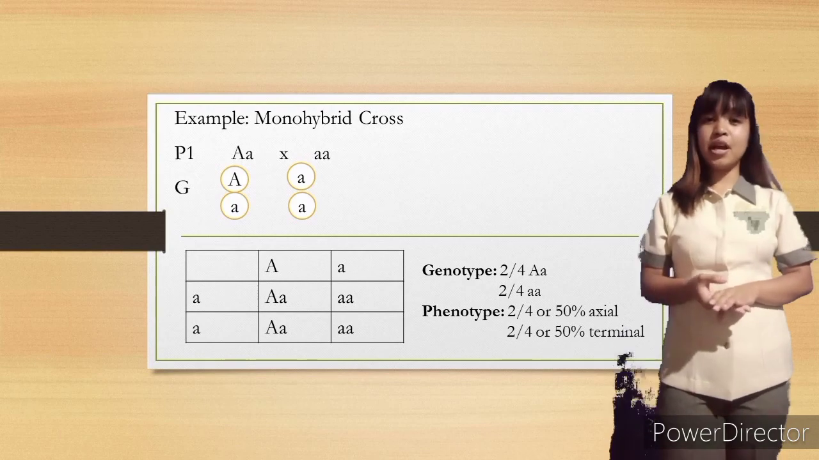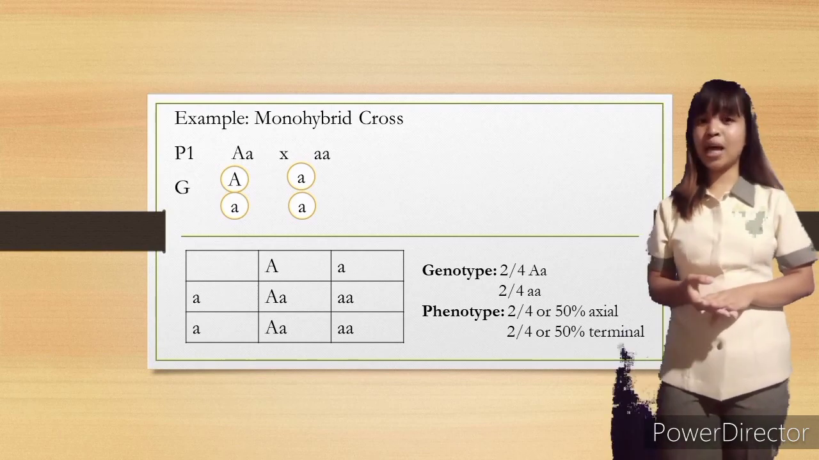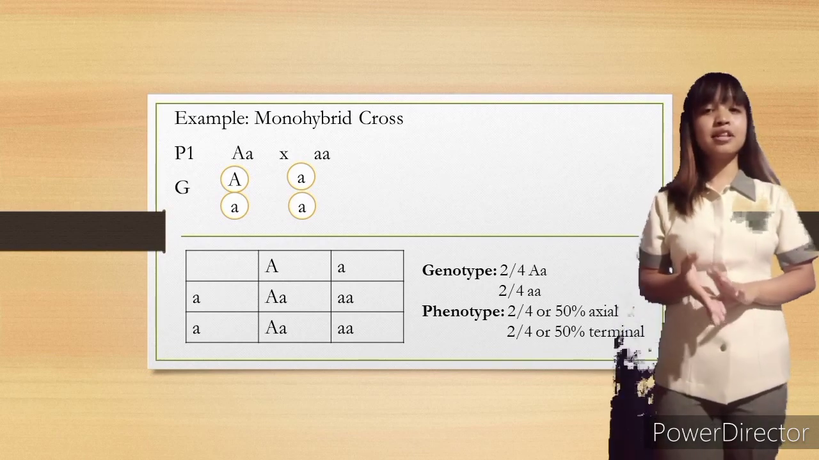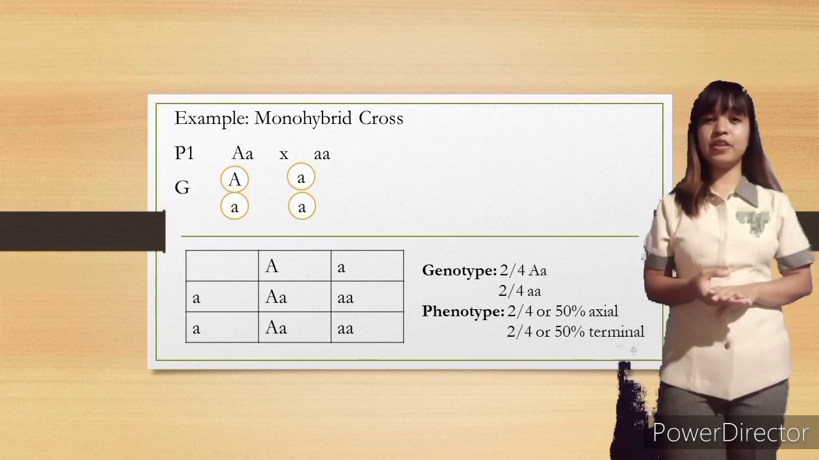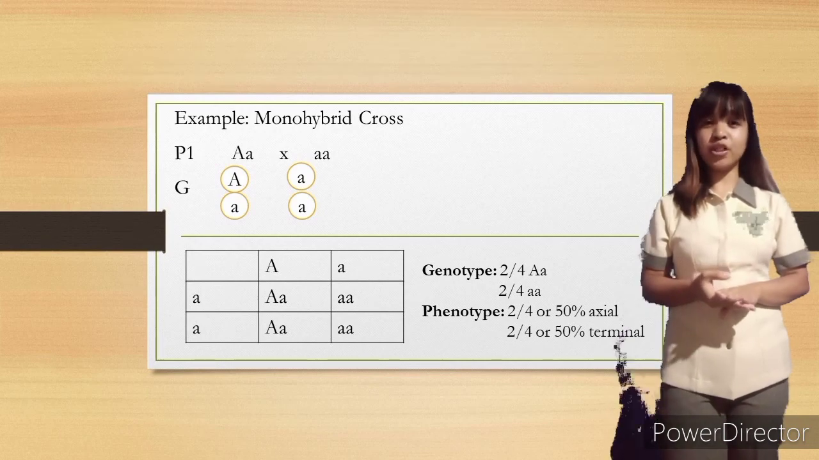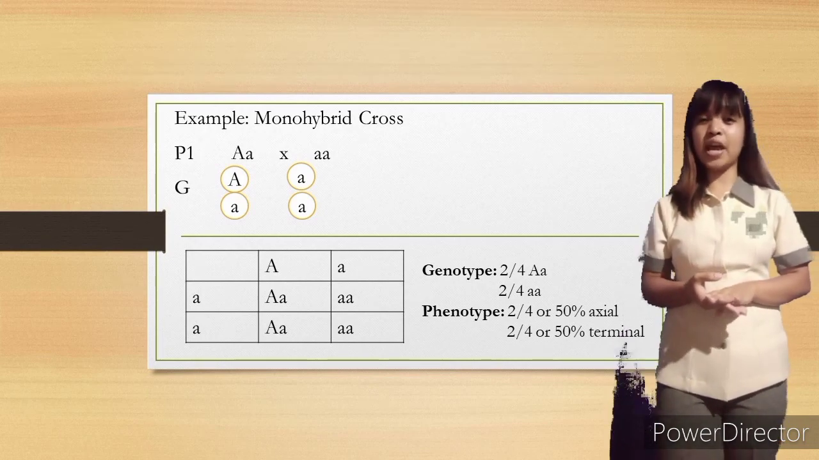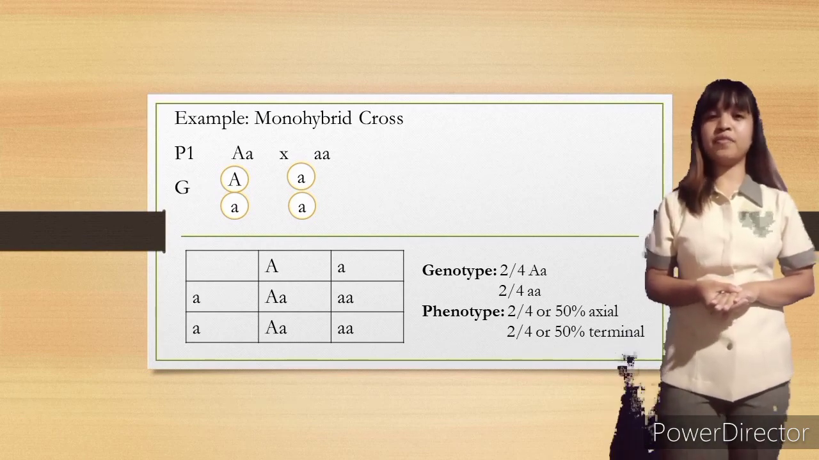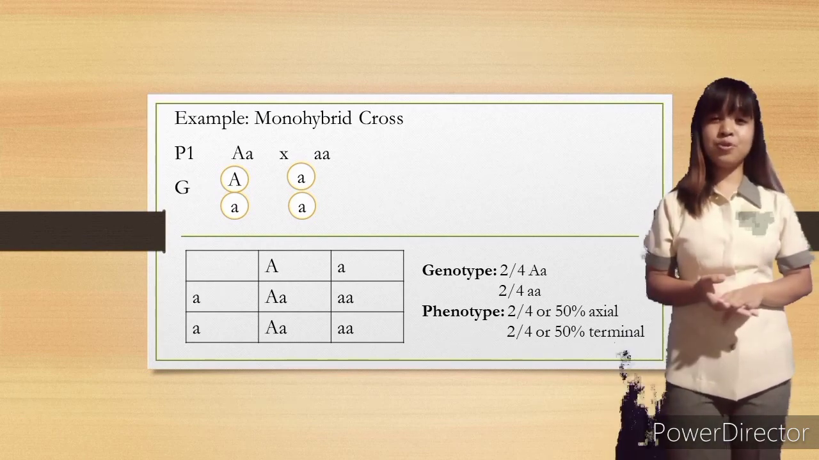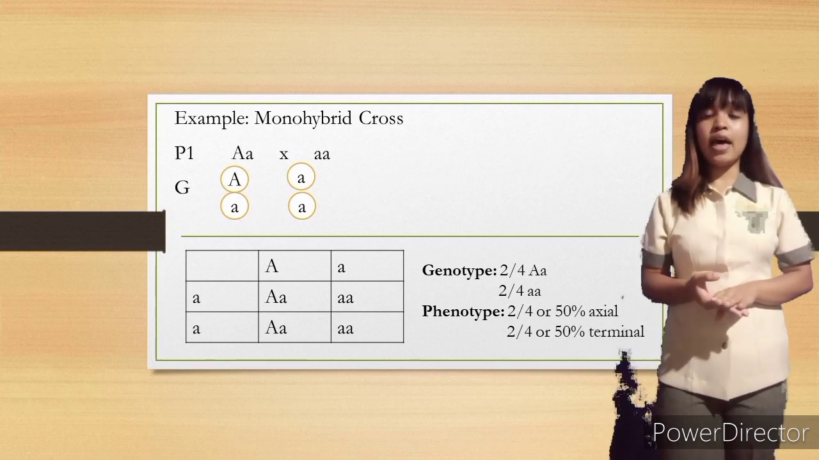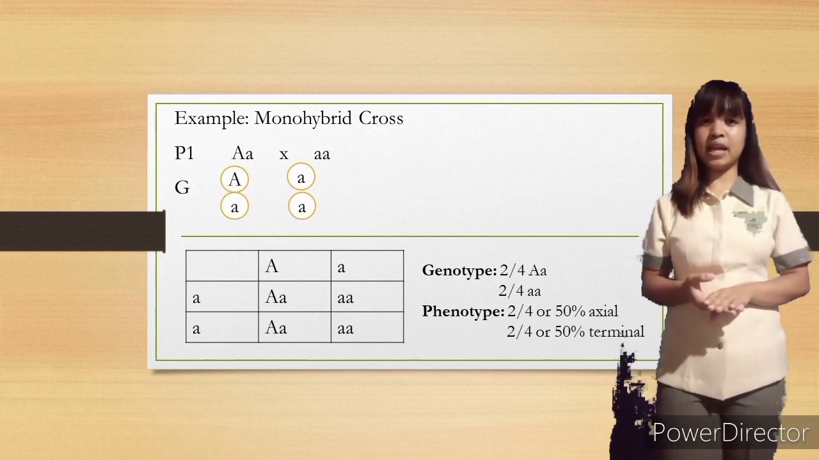After the crossing, we can now determine the genotypes and the phenotype of the organism. The genotype of this cross is 2/4 heterozygous Aa and 2/4 recessive aa. Thus, the phenotype is 2/4 or 50% axial and 2/4 or 50% terminal.